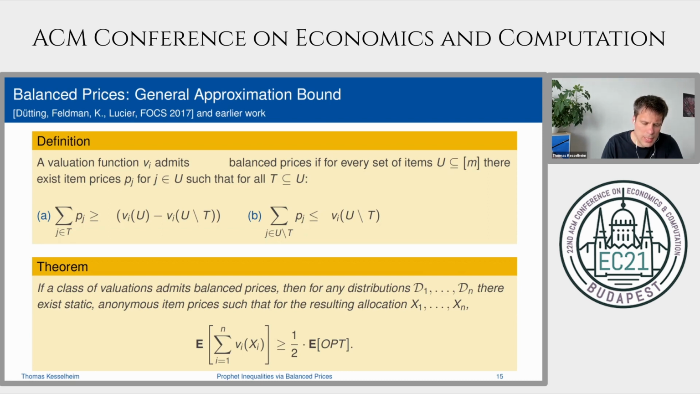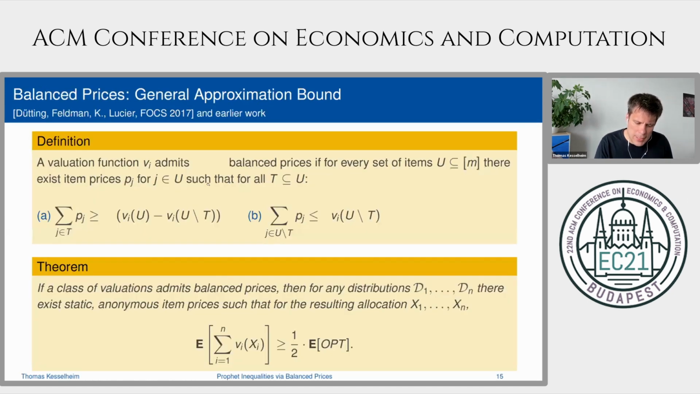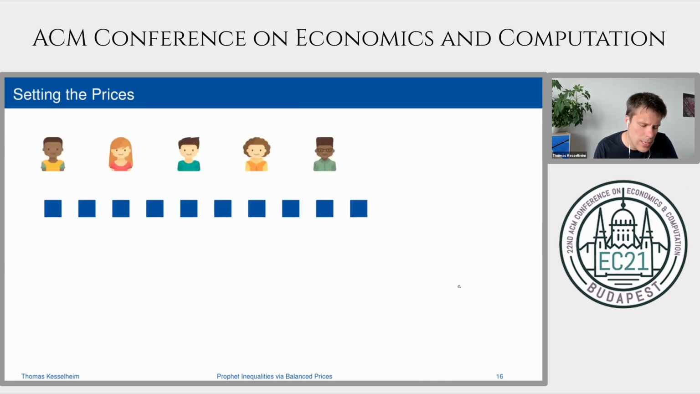Now, how do you do that? How would you set the prices? Not surprisingly, to set the item prices, we are using the fact that these balanced prices exist, but these balanced prices only exist for a certain valuation function and for a certain set U. All we actually know is this probability distribution over valuation functions. So how is it that we're setting the prices?